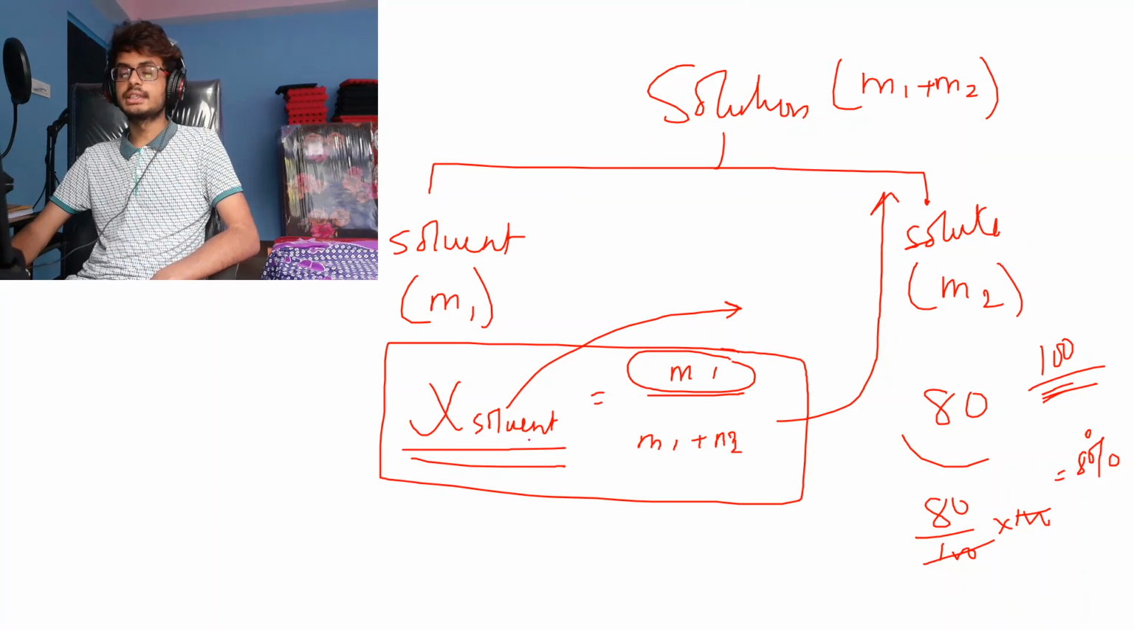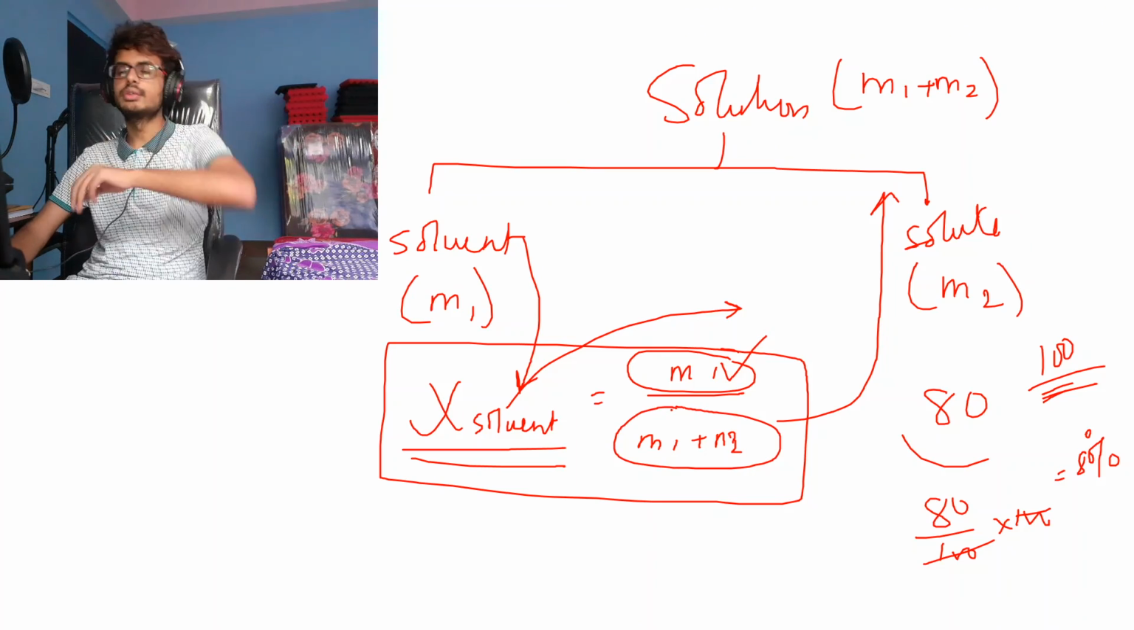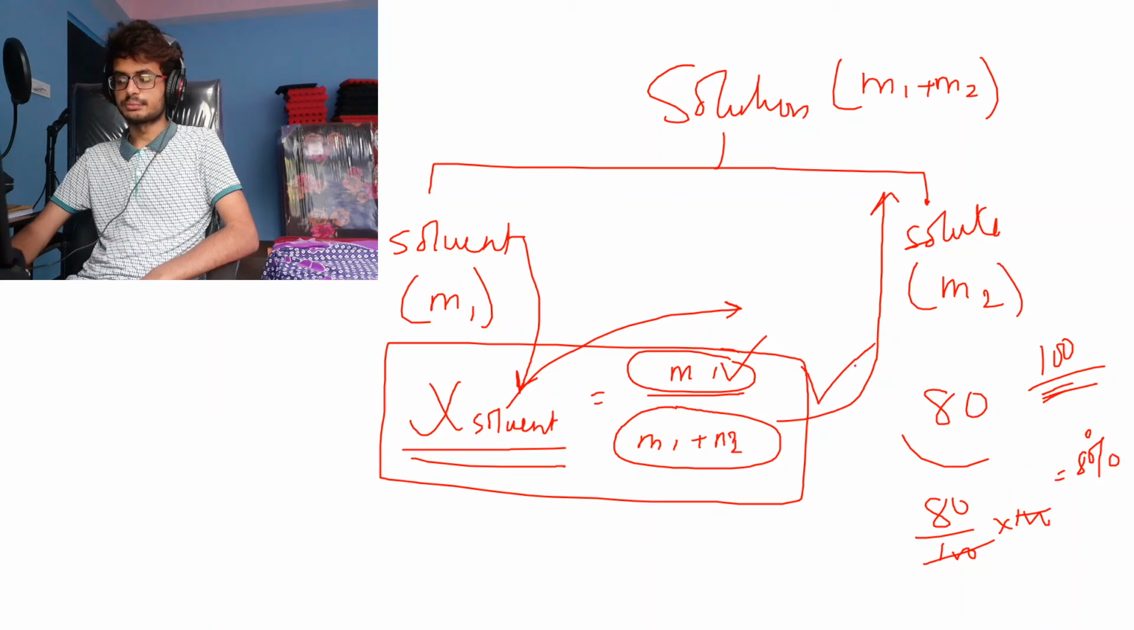So mole fraction is basically the mole of a particular thing, of whatever you want to find. Like if you want to find the mole fraction of a solvent, it will be the moles of the solvent divided by total moles of the solution. That will be the moles of the solvent and the solute combined. Okay, so this is the mole fraction.